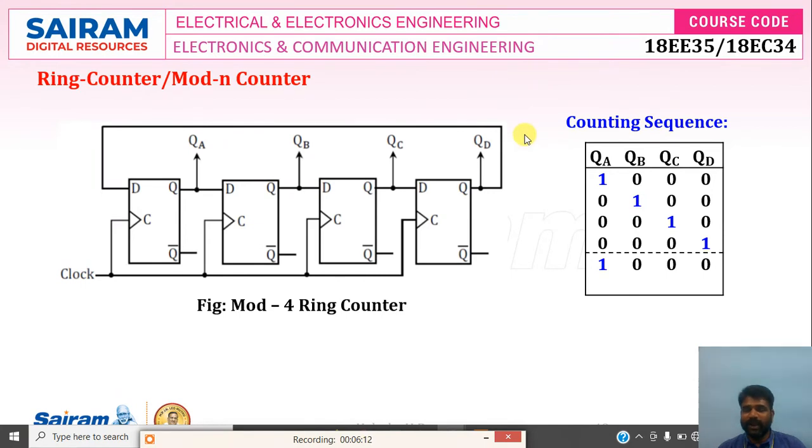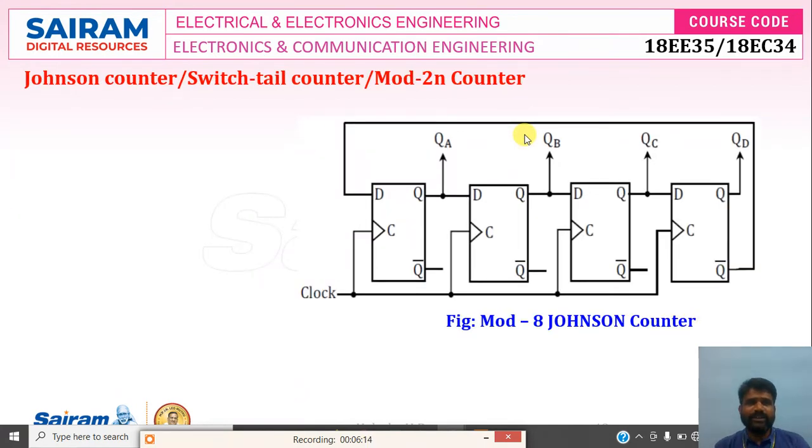Clear? Next, the Johnson counter, also called a switch tail or mod 2n counter. Here again 4 flip-flops are used. So 2n counter means a mod 8 Johnson counter.